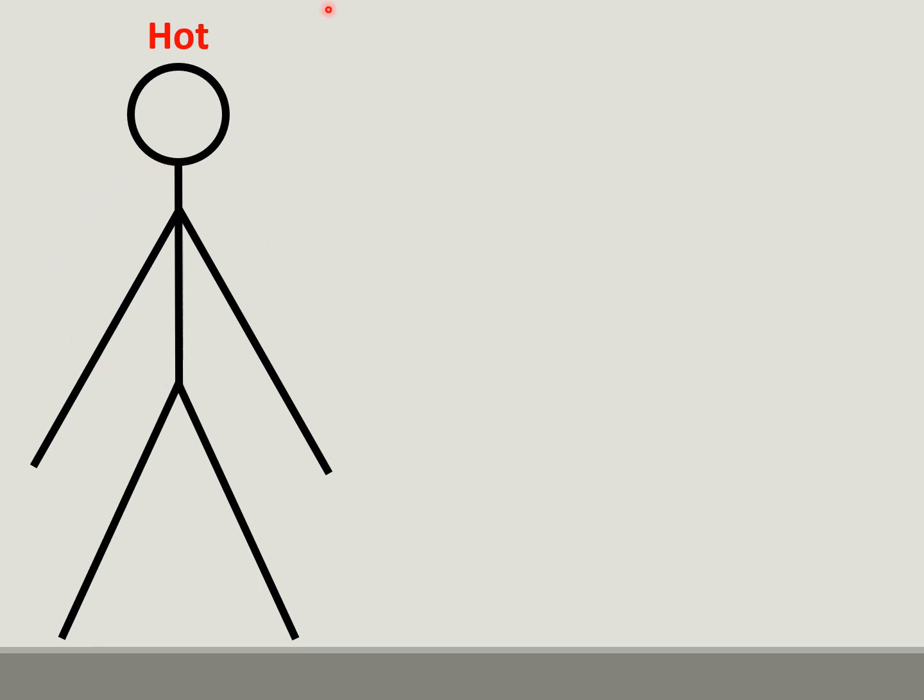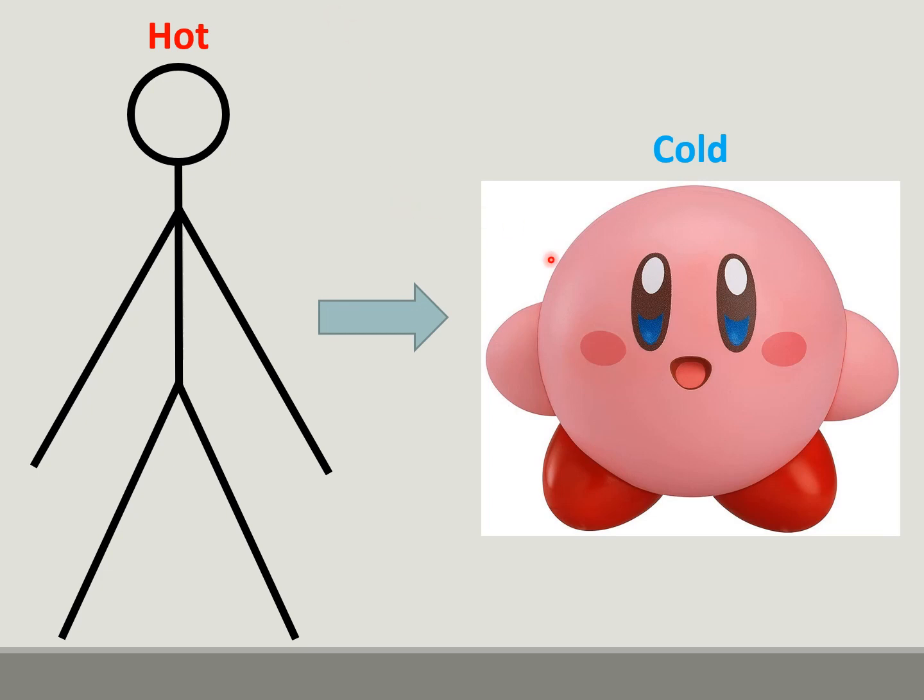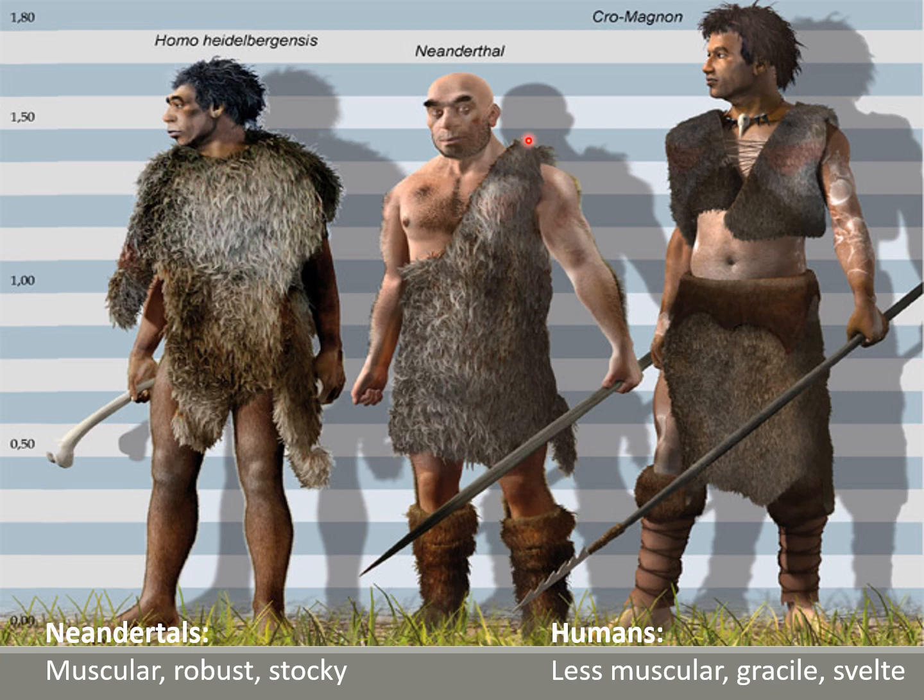And at its most extreme, it will look like Kirby, right? You're going to have a torso that's perfectly spherical with these really short, fat limbs. So Kirby, according to Bergmann's rule and Allen's rule, is made for the cold weather. Okay, and here's a reconstruction of what a Neanderthal looks like. So in summary, right, very muscular, robust, stocky, whereas a human, on the other hand, less muscular, gracile, and I couldn't think of another good adjective, so I just went with svelte.